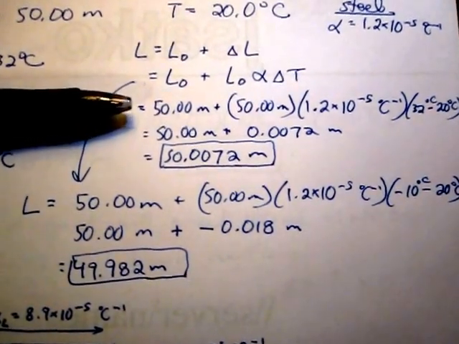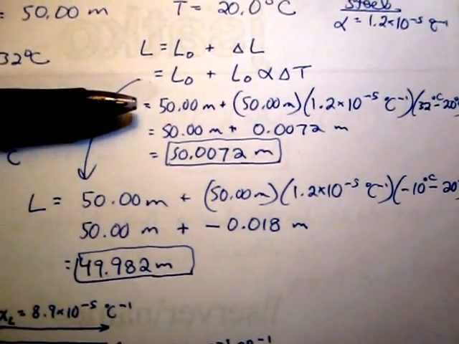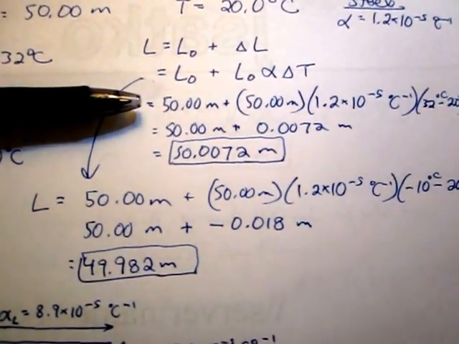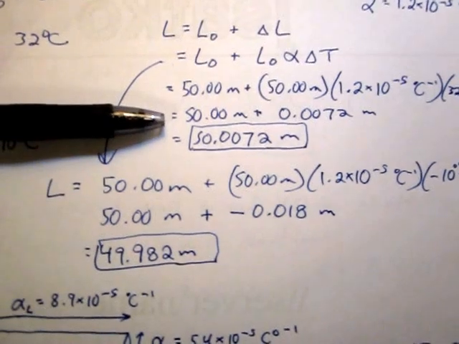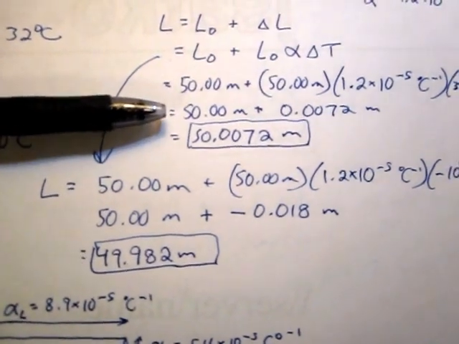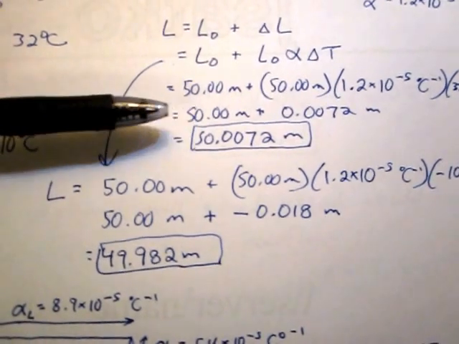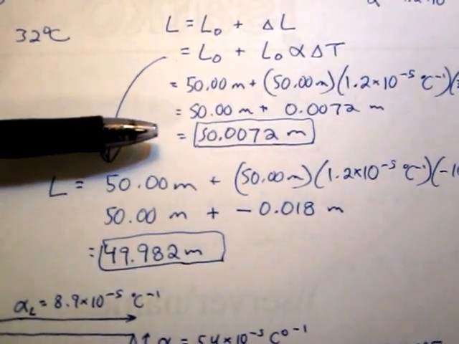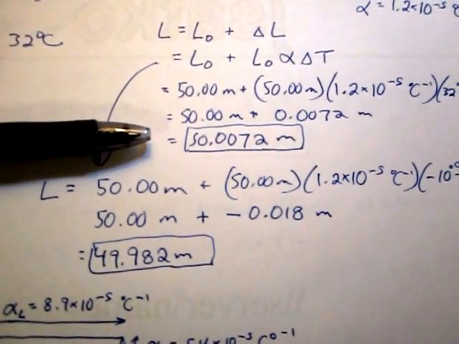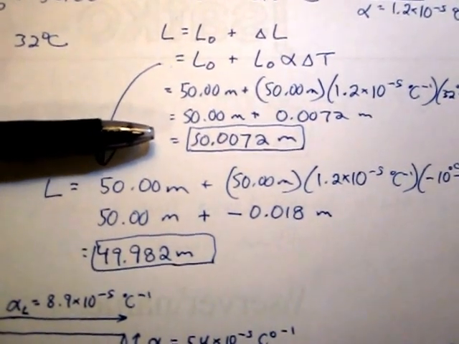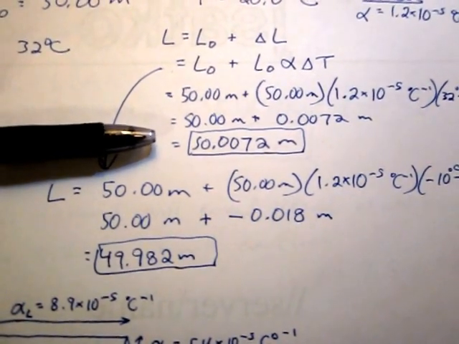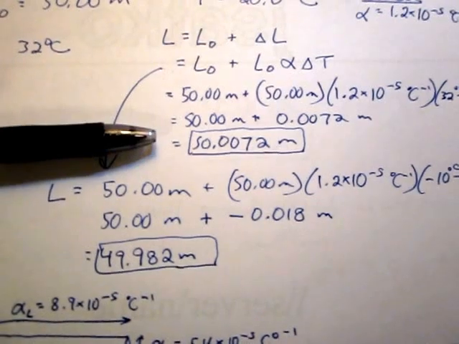Change is always final minus initial. So 32 degrees minus 20 degrees Celsius. When you do that, you get 50 meters, the original length, plus the change, which is 0.0072 meters. So the final length is 50.0072 meters, which means it's increased by 7 millimeters in size.